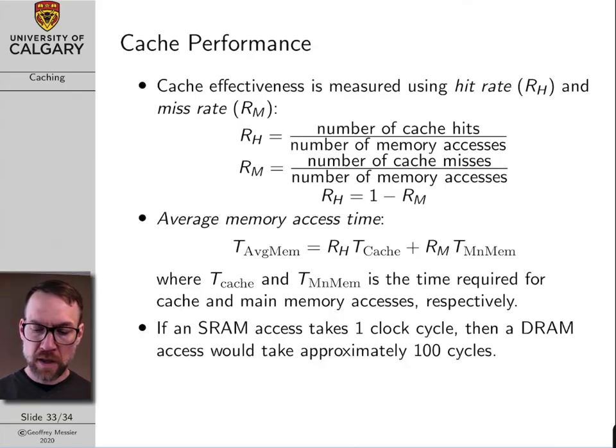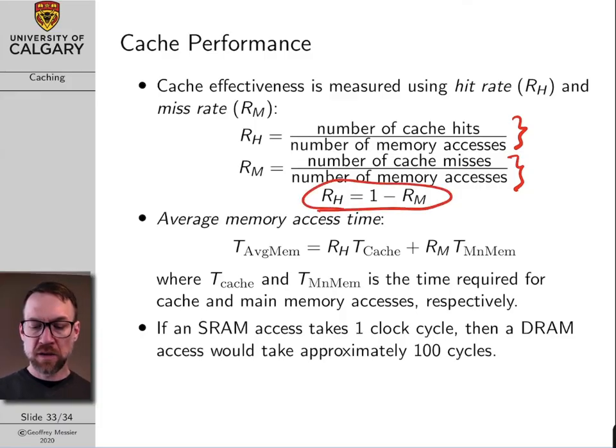So hit rate is the number of cache hits divided by the total number of times we try to access memory. Miss rate is the number of misses divided by total accesses. Hit rate is 1 minus miss rate. And of course, we want hit rate to be as high as possible. We'll never get 100%, but we want to make it as high as we can.